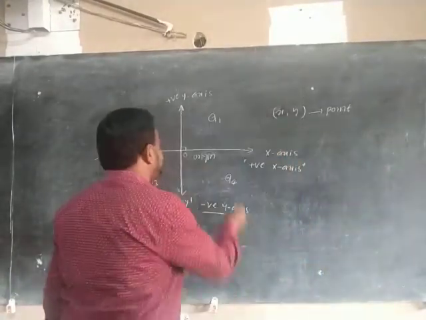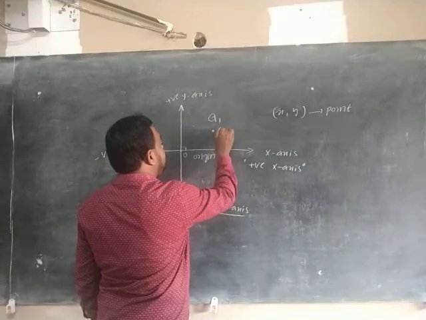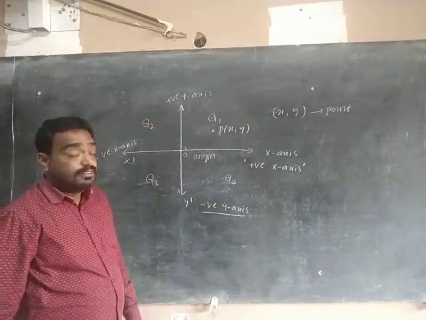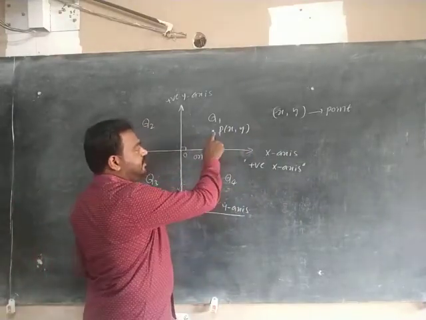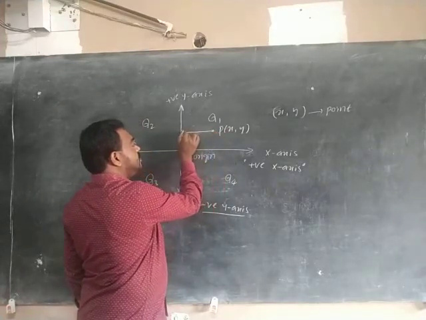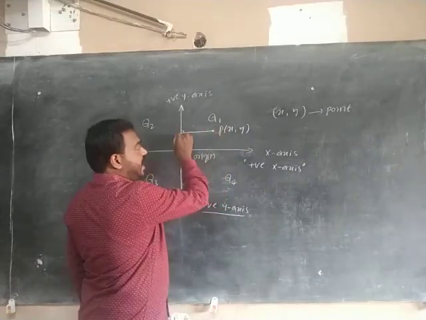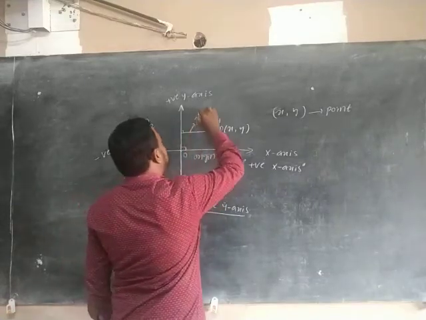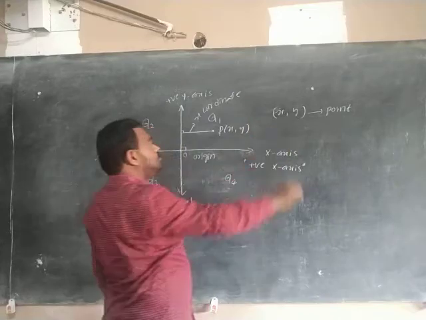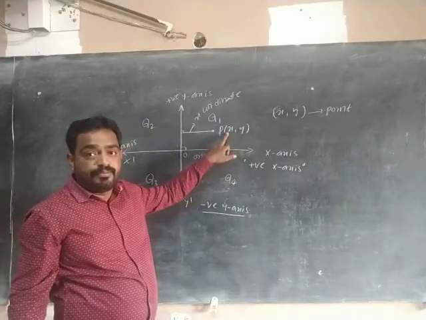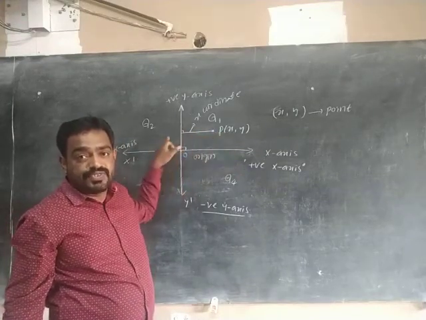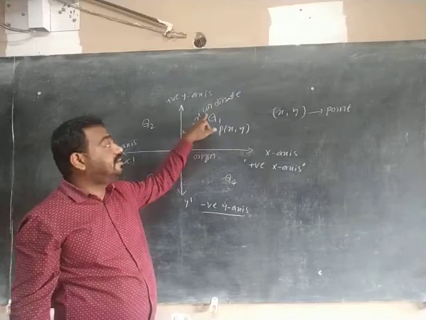See here, this is the point. These coordinates are x comma y. The perpendicular distance from P to y axis is called the x coordinate. The perpendicular distance from P to y axis is called the x coordinate.